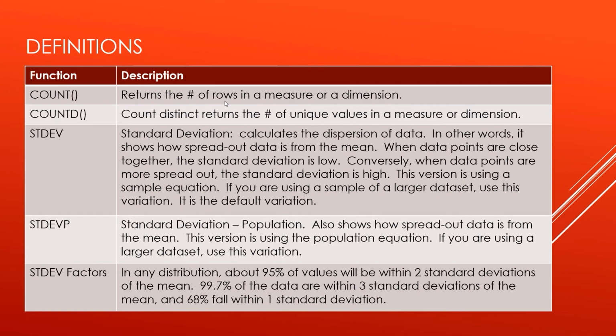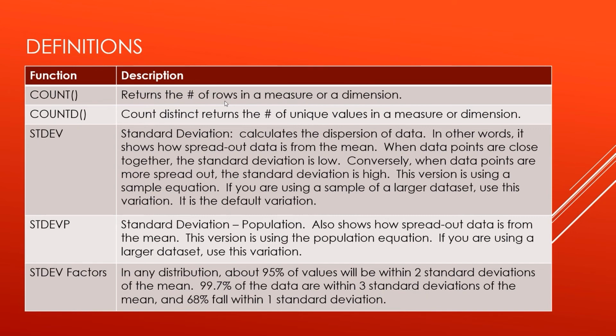Count returns the number of rows in a measure or a dimension. Count D, which stands for distinct, returns the number of unique values in a measure or dimension.